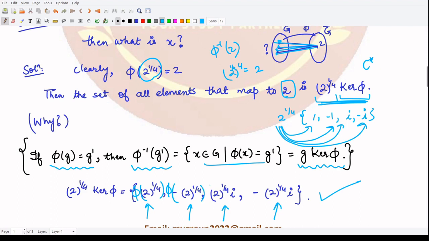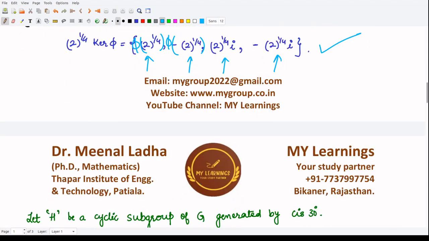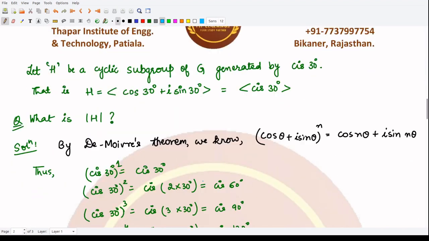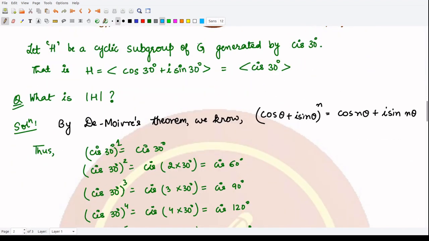Correct? Okay. Now next, we consider H to be a cyclic subgroup of our group G, that is C star, such that it is generated by cis 30 degree. Now what is cis 30 degree? It is cos 30 degree plus iota sin 30 degree, that you might know from the linear algebra course. So here we are saying our subgroup H is cyclic in nature and it is generated by cis 30.